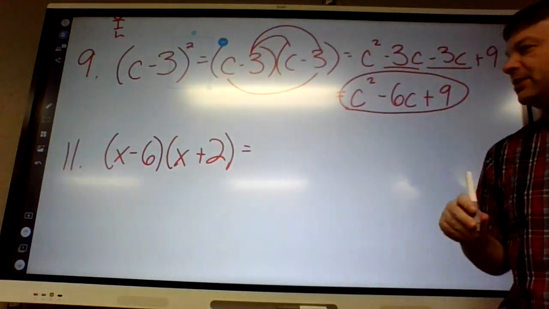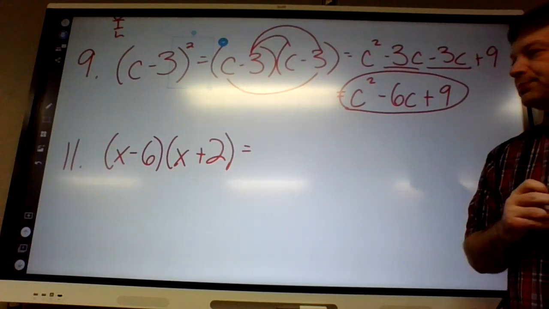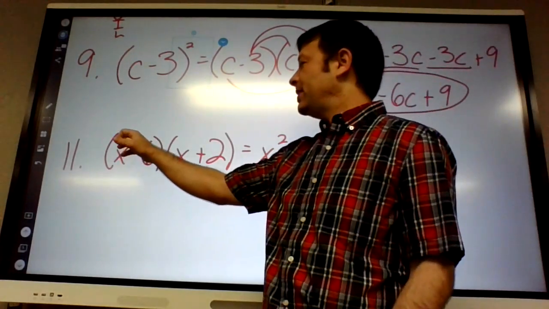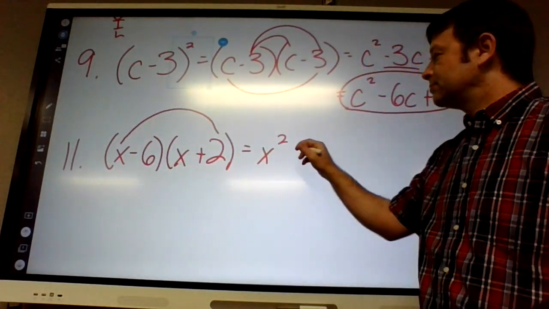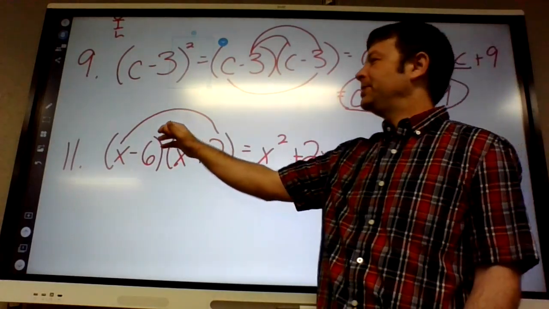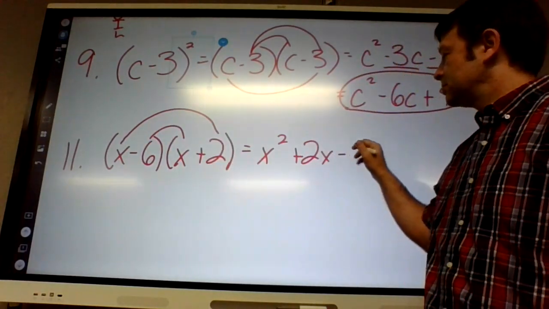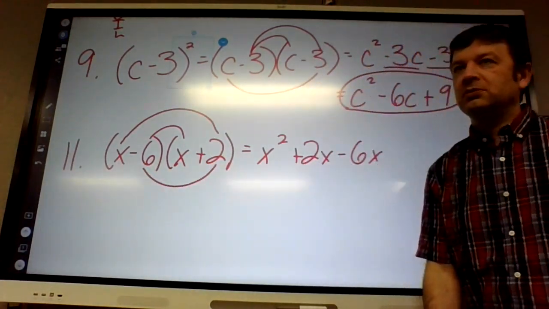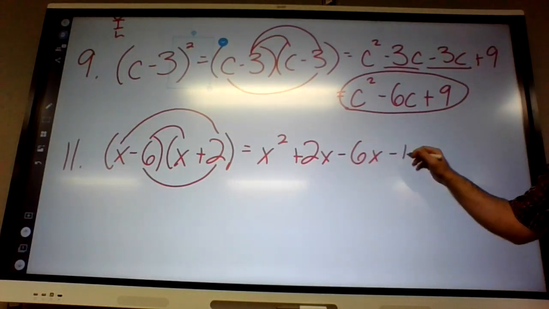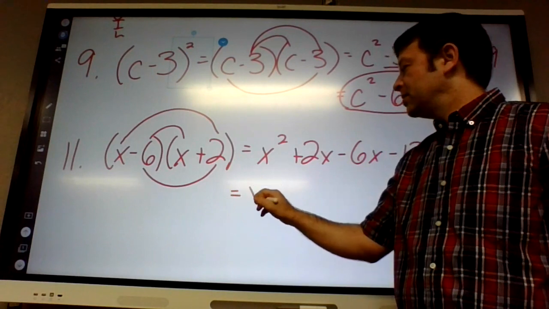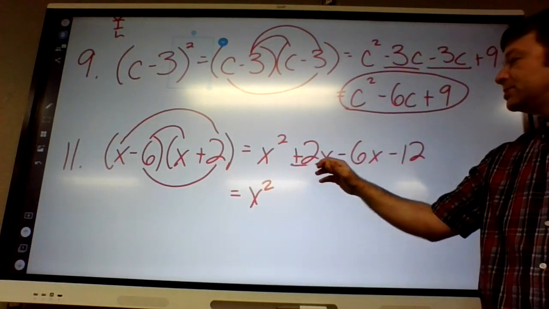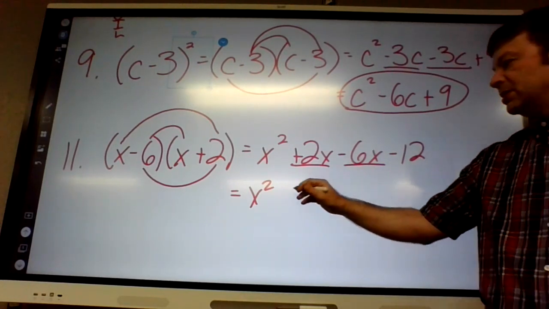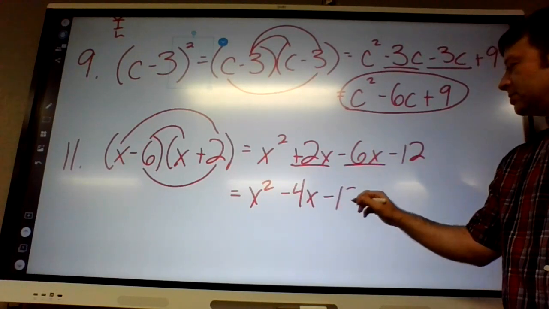All right. Olivia, what would the first be? X squared. Yes. And what would the outside be? 2x. And what would the inside be? Negative 6x. And what would the last be? Negative. Yep. And then what is 2x minus 6x? Negative 4x. Correct. Now bring that down.